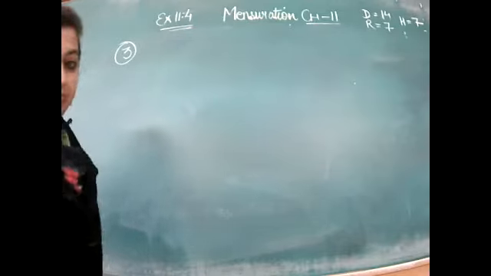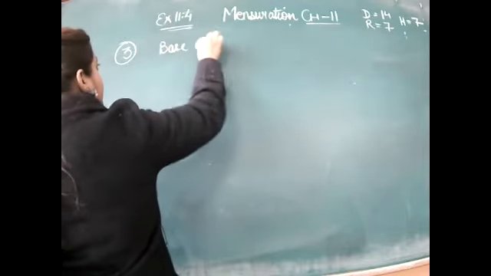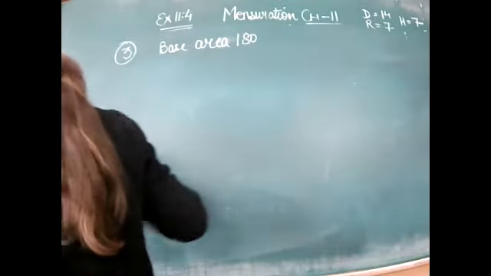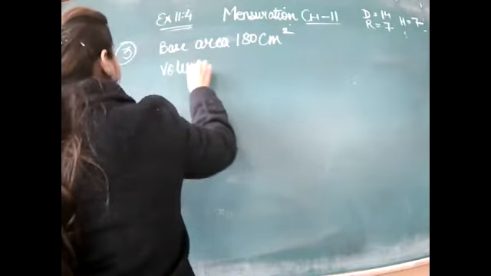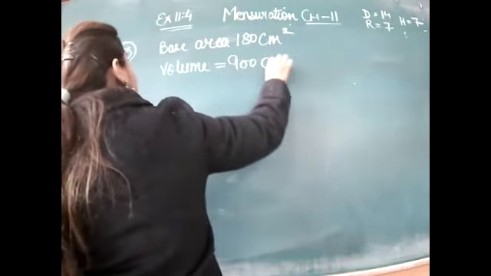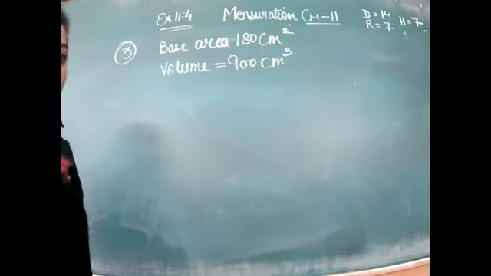Now start with the third question. Third question is, find the height of the cuboid whose base area is 180 and volume is 900 centimeter cube. Base area is given, volume is given, you have to find the height.